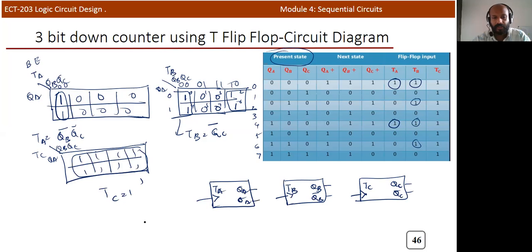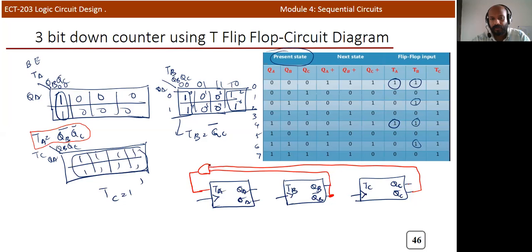Now we can check each circuit. TA should be equal to, so I think TA is designed like this. TA is designed as QB bar and QC bar, so it should be connected to an AND gate. Okay, so this is an AND gate output. QB bar we can obtain from this particular point, and this is not QB, it's actually QB bar. This is QB bar, and this is QC bar. So you'll get QB bar and QC bar.